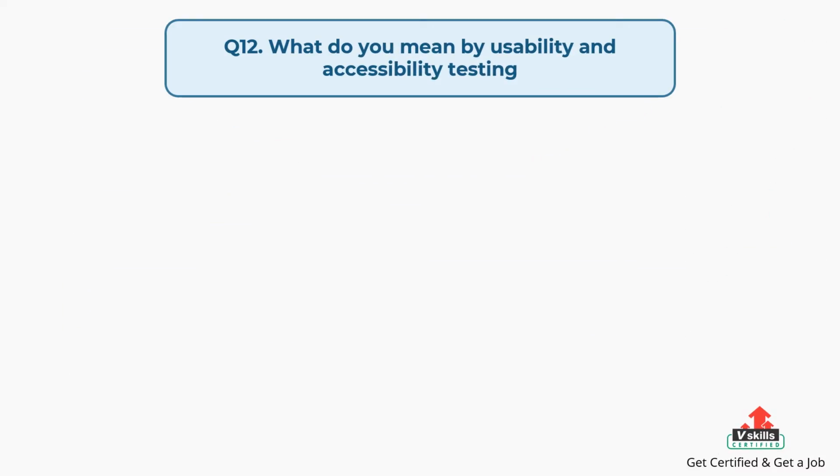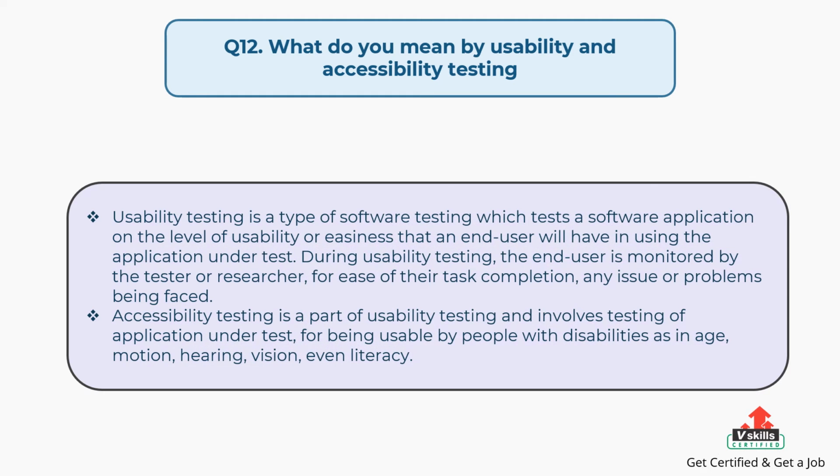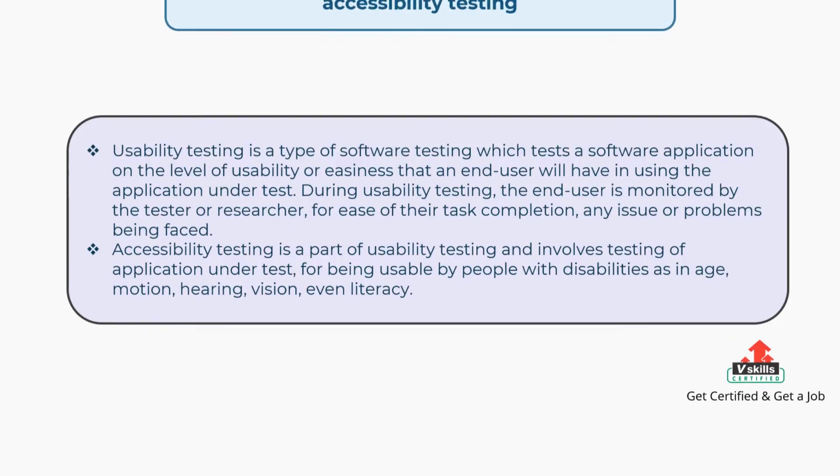Question number 12. What do you mean by usability and accessibility testing? The answer is: usability testing is a type of software testing which tests a software application on the level of usability or easiness that an end user will have in using the application under test. During usability testing, the end user is monitored by the tester or researcher, for ease of their task completion, any issue or problems being faced. Whereas, accessibility testing is a part of usability testing and involves testing of application under test, for being usable by people with disabilities as in age, motion, hearing, vision, even literacy.